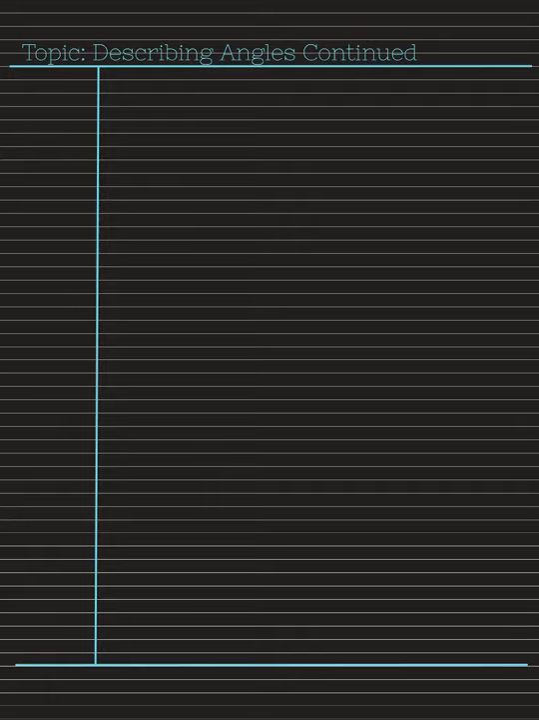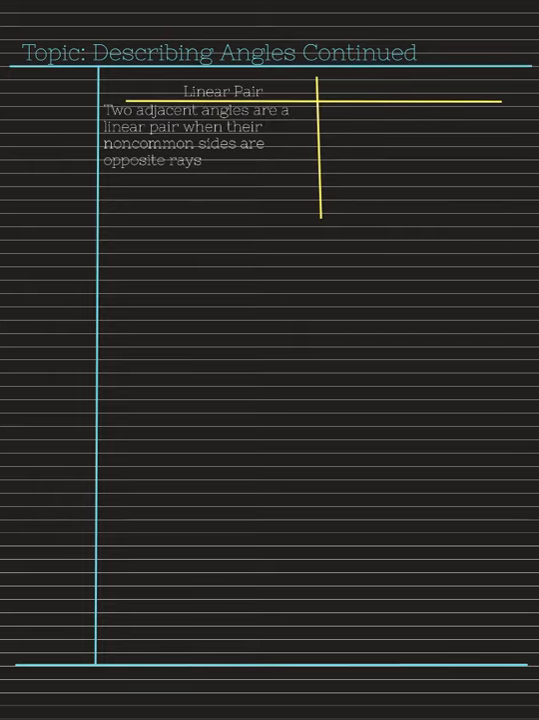Okay, we're going to look at two more angle types, and those are linear pairs and vertical angles. Two adjacent angles are a linear pair when their non-common sides are opposite rays. So if we have two angles, here's my first one, and my second one, I'm going to draw in pink, is going to share this side here. Their non-common sides are opposite rays, meaning they extend in exactly opposite directions. They form a straight angle together. And they are supplementary.